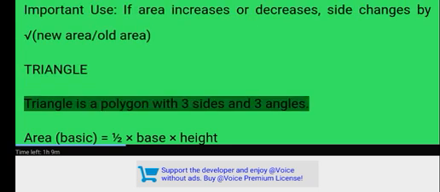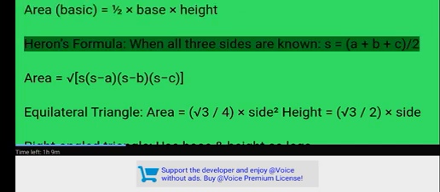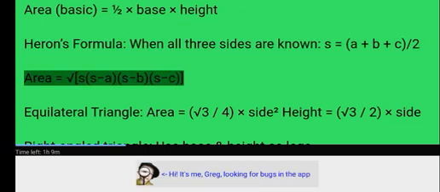Triangle. A triangle is a polygon with 3 sides and 3 angles. Basic area equals 1/2 times base times height. Heron's formula, when all 3 sides are known: S equals (A plus B plus C) divided by 2. Area equals square root of S(S minus A)(S minus B)(S minus C).